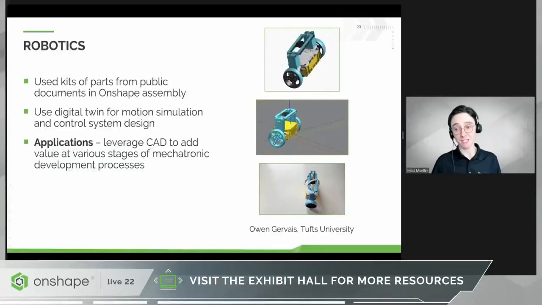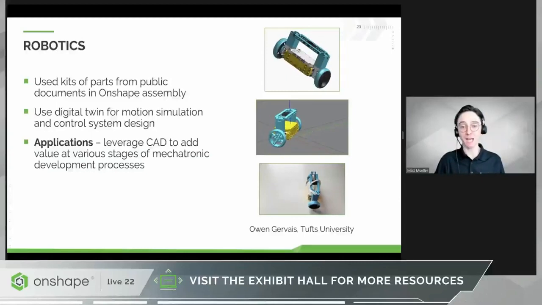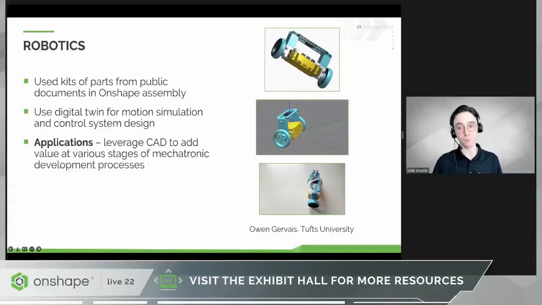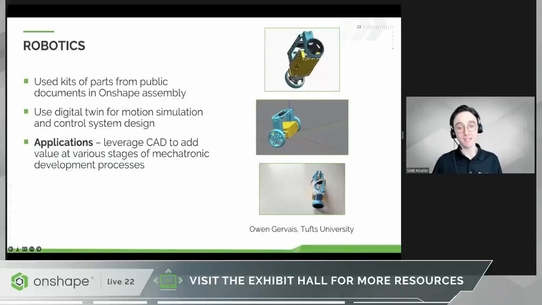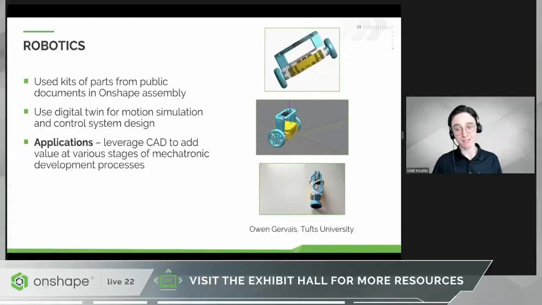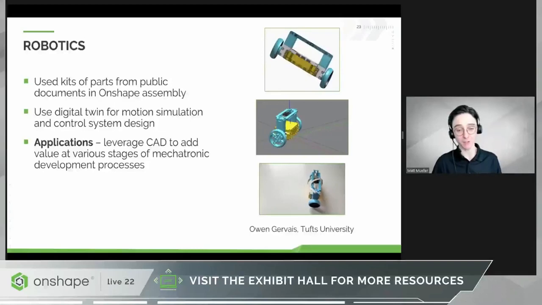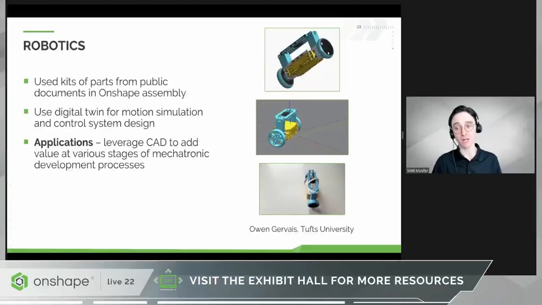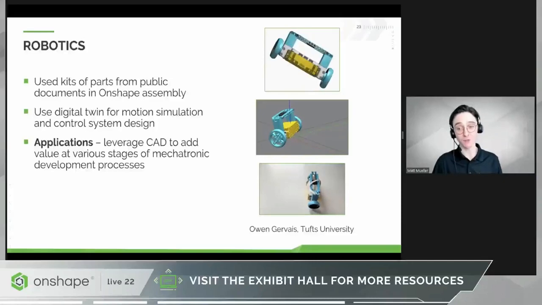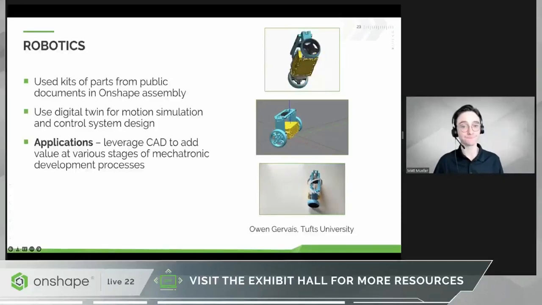Once all of the gains were tuned properly, he was able to apply that control system to the physical robot and see the result. This kind of approach is not new for robotics, but Onshape allows roboticists to leverage their CAD models in new ways to add value at various stages of their development processes. In this case, using extra metadata from the assembly to export a smarter file for use in a simulation platform.